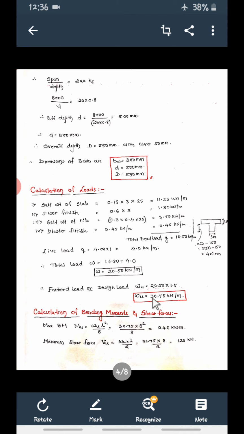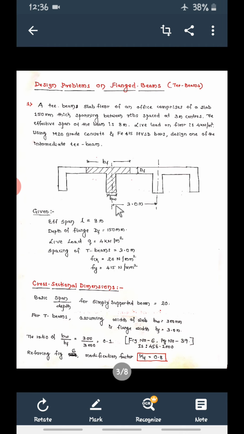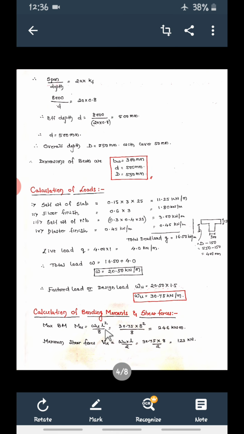So wu is 30.75, and L is the span, not this span. The lengthwise span of the beam is 8 meter. So wu into L square, 8 square divided by 8, gives 246 kilonewton meter. We have substituted in meter. So 246 kilonewton meter.